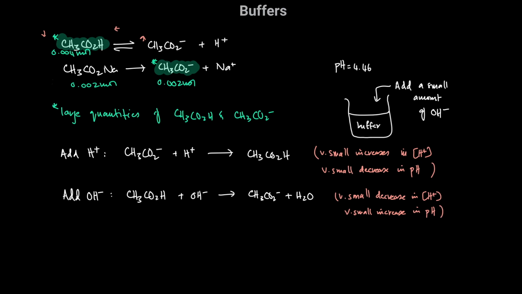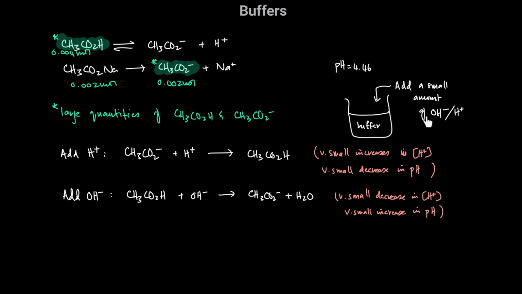Now, for the purposes of our course, they don't expect you to understand how these equilibria are affected. The main idea is the following. What they expect you to know is that because we have large quantities of an unionized acid present and large quantities of a conjugate base present, when we add small amounts of acid or alkali, they have a very negligible effect on the pH, a very small effect.